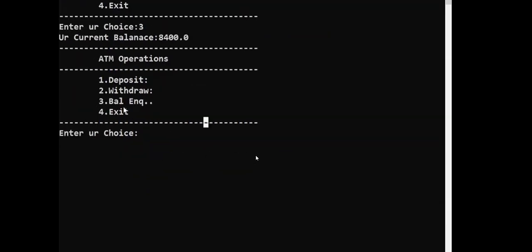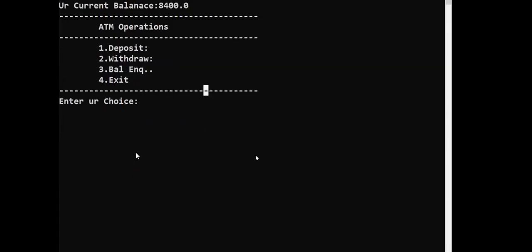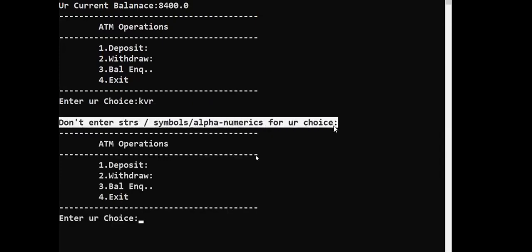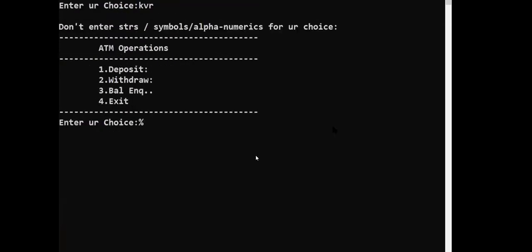If I'm an intelligent student, sir, how many choices have you used? Now I'm checking whether my sir has done extraordinary programming skills he will teach or not. I will enter a choice as a word like caviar. But my sir is entering a string, so it has to say: your selection of operation is wrong, or you don't enter strings or symbols for this kind of thing. That means how beautiful the code was written internally. Enter your choice: dollar, percentage.